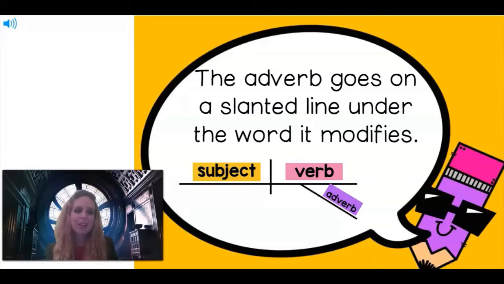Good luck. Okay, so today we are on page 194 in your language book, and we're talking about diagramming adverbs. When we are diagramming adverbs, the adverb is going to go on a slanted line under the word it modifies. So in our example here, we have our subject, we have our verb, and then this adverb is describing or modifying this verb, right? So it's going to go on the slanted line right underneath the word it describes.